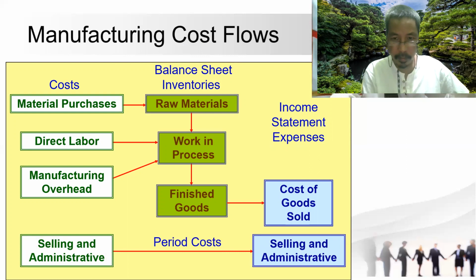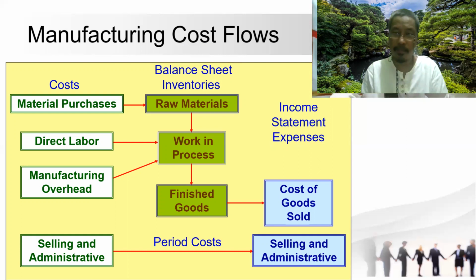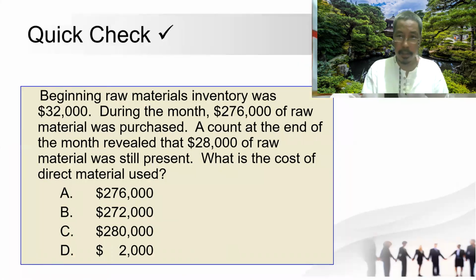And then, so we have the finished product, but we will have another type of cost, which is period cost. Period cost, which is the what? Selling and administrative cost. So we already explained what these are: selling cost and administrative cost. These are the two types of non-manufacturing cost. Then let us review.